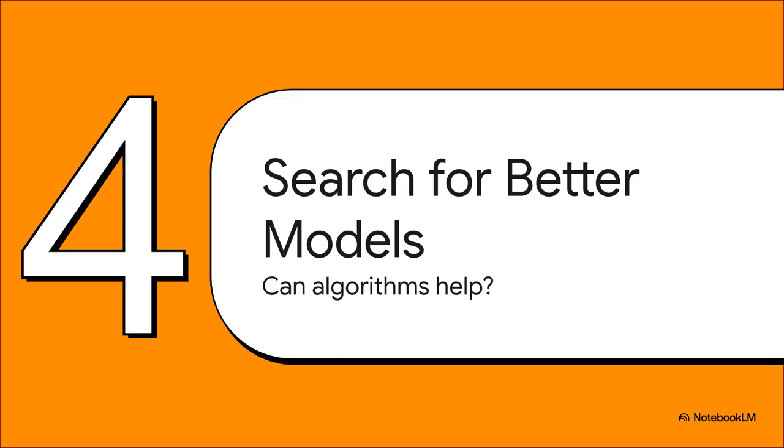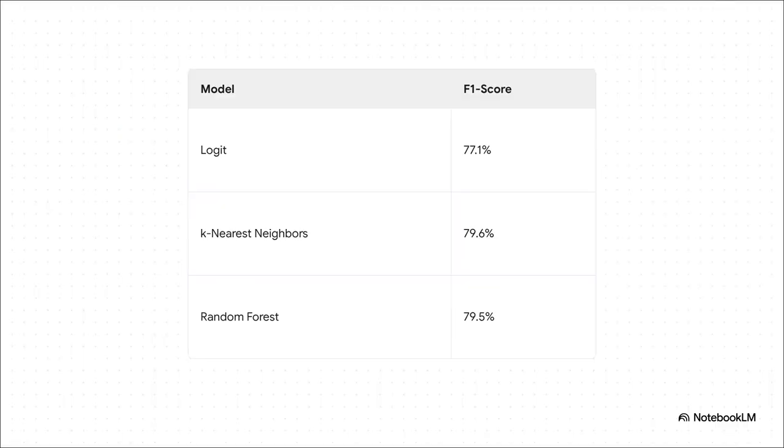Okay, so this leads us right into our big experiment in Section 4, the search for better models. We're going to try and build a model to predict whether a company is investment grade, like Intel, or speculative grade, like AMD. The question is, can a fancier, more complex algorithm give us a better answer? Let's find out.